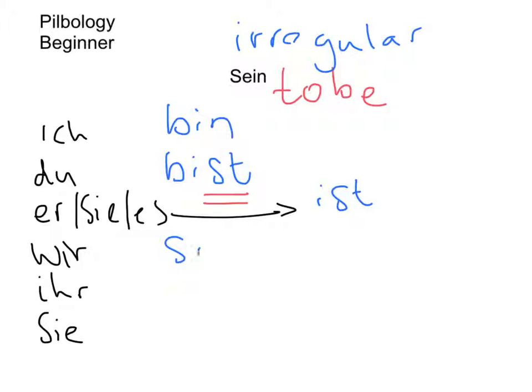Wir sind. Ihr seid. Sie sind. Okay, so there are a couple of sinds, for wir and sie, so we and they, but everything else is pretty much different. In fact, nothing resembles the original infinitive. It is an irregular verb.